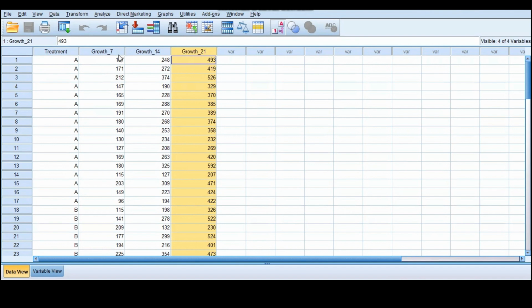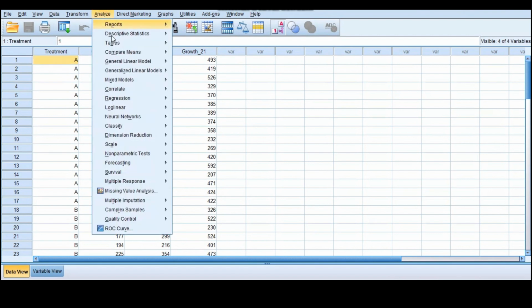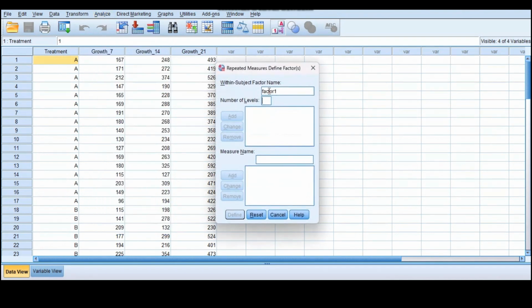Let's say it's the growth at 7, 14, and 21. And do the treatments differ, or do the treatments have an impact on this growth at all these levels? So you go to Analyze, General Linear Model, Repeated Measures, and then of course the factor within subject. This is about the time, which in our case here is growth. And then they were measured 3 times. The number of levels was 3. Then you click and then you define.